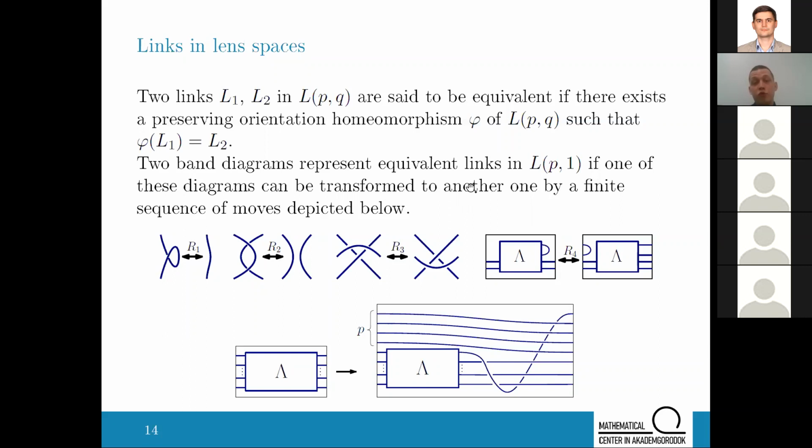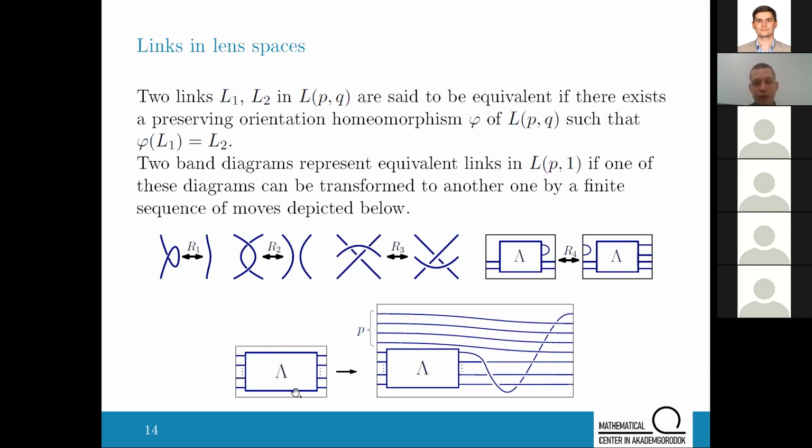if one of these diagrams can be transformed into the other by a finite sequence of moves which are depicted here. Here we have three classical Reidemeister moves. One move says that if you have an arc which is close to the border of the band, then we can push this part through the band; here we just move it to the line and add it on the left. These four moves are local, so they happen in some small neighborhood of the diagram. And one additional move, which is called the slide move.